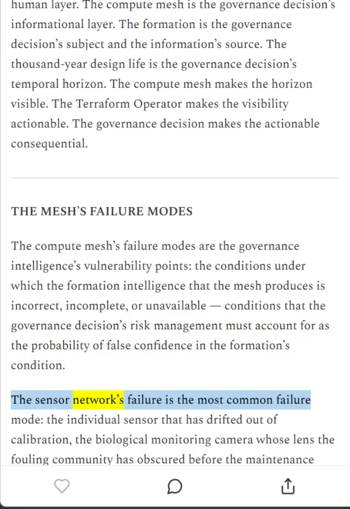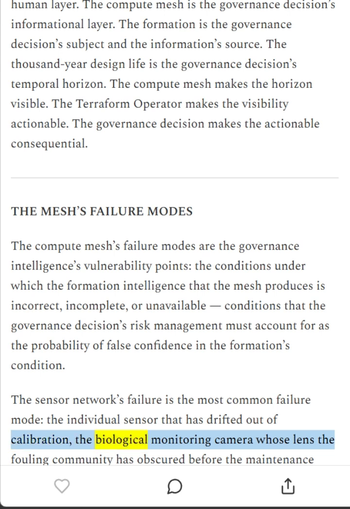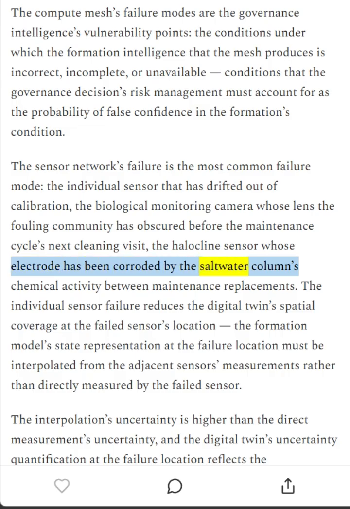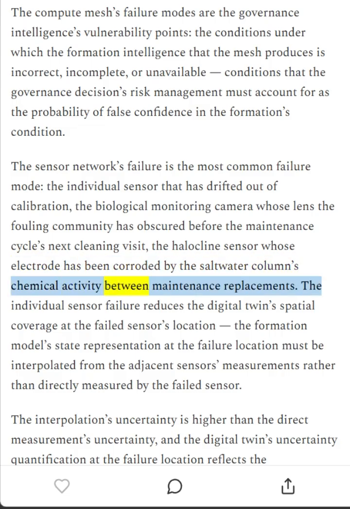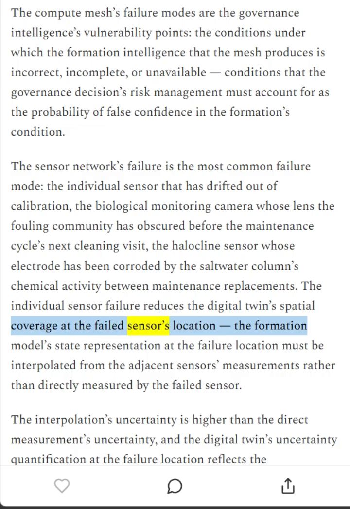The sensor network's failure is the most common failure mode. The individual sensor that has drifted out of calibration, the biological monitoring camera whose lens the fouling community has obscured before the maintenance cycle's next cleaning visit, the halocline sensor whose electrode has been corroded by the saltwater column's chemical activity between maintenance replacements. The individual sensor failure reduces the digital twin's spatial coverage at the failed sensor's location.